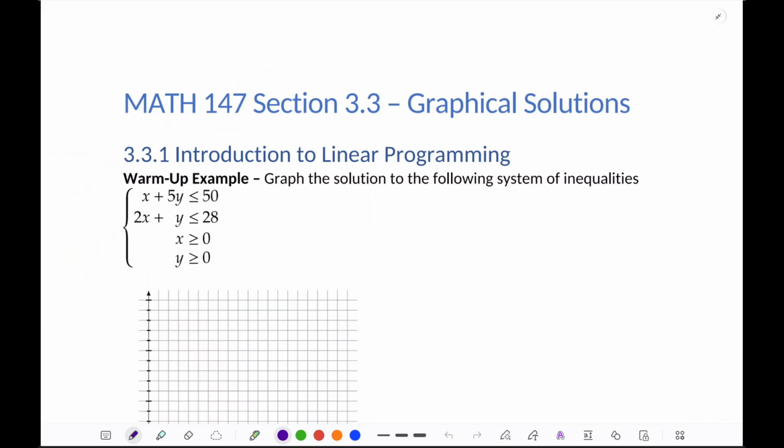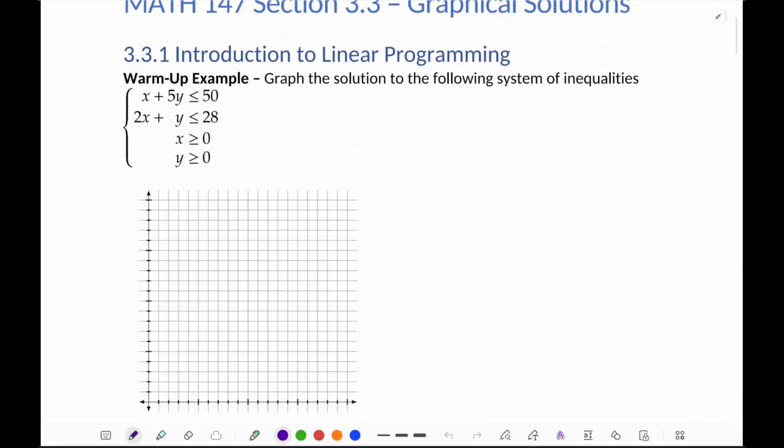x plus 5y is less than or equal to 50. 2x plus y is less than or equal to 28. x is greater than or equal to 0. y is greater than or equal to 0.